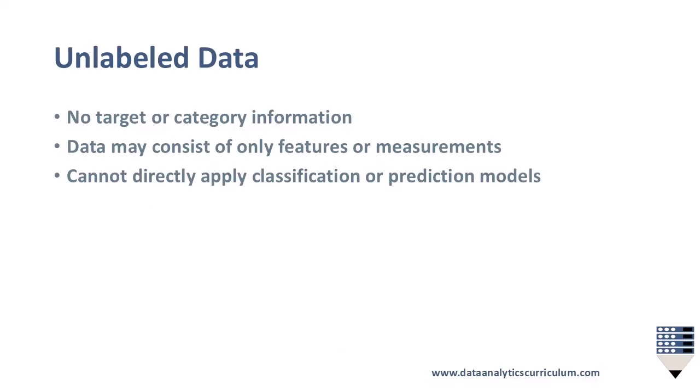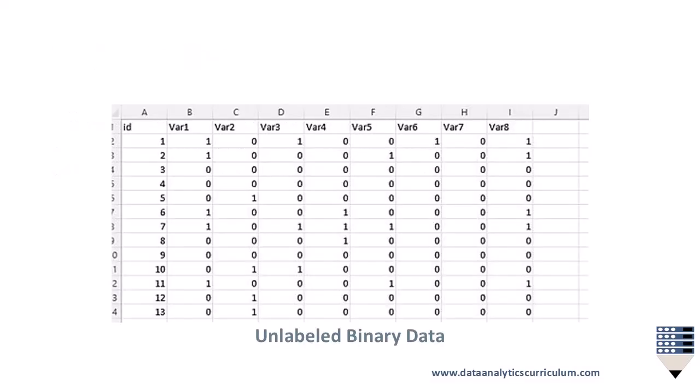Unlabeled data. In contrast, unlabeled data has no target or category information. It may only include measurements or features, for example, color, size, or weight. Without labels, we cannot directly use classification or prediction models. Unlabeled binary data. Here's an example of binary data without any category labels. The model must figure out for itself whether natural groupings exist.